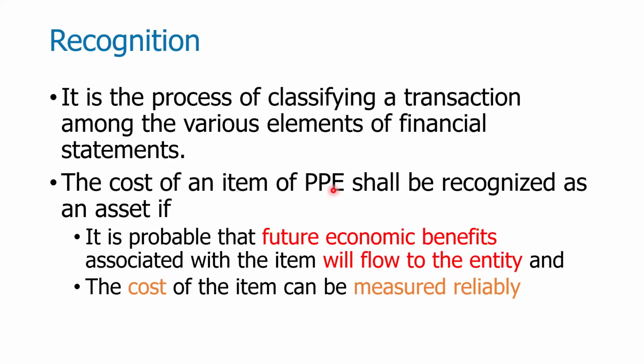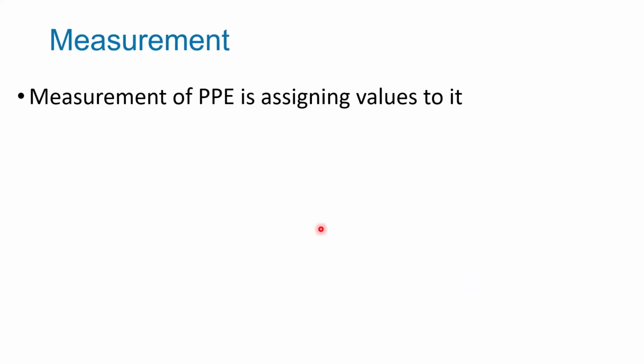I believe it's showing. How about measurement of PPE? How should PPE be measured? Again, what's the meaning of measurement? Measurement of PPE is assigning values to what? Measurement of an item of PPE means assigning values to that item of PPE. So according to IAS 16, I hope you are taking notes.